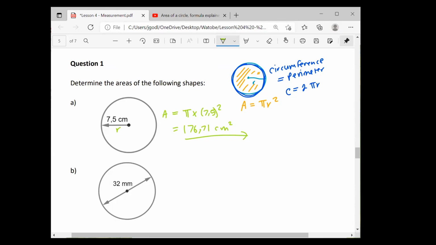Okay. And B, my diameter is equal to 32 millimeters, which means my radius is going to be 32 divided by 2, which gives me 16 millimeters. Okay, so my area is going to be pi times 16 squared. We're going to check that into our calculators. Pi times 16 squared, which gives us 256 pi, which is 804.25 millimeters squared. And look at those rounding offs, guys. You've come so far. Well done.